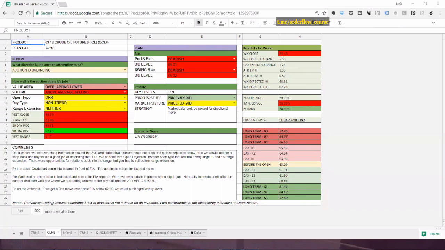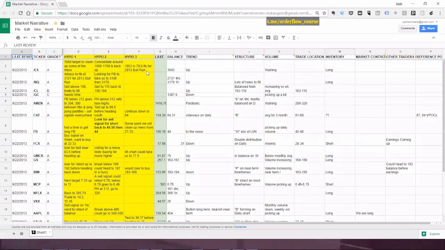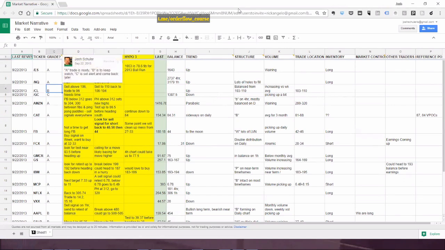Let's look at another type of plan. This plan, not as robust as the other one, but allows you to see a bunch of other products. And you can have multiple hypotheses on what you think that product's going to do. What's the general trend, things like structure, volume. This one I actually had a grade of, hey, am I actively looking at that, or is that something that's not quite ready, but it's kind of on my radar? You can pick how you want to do that.